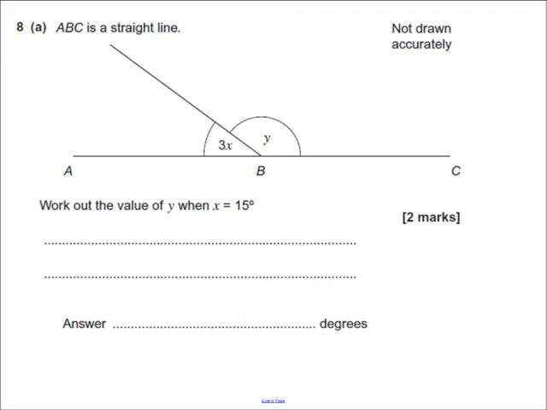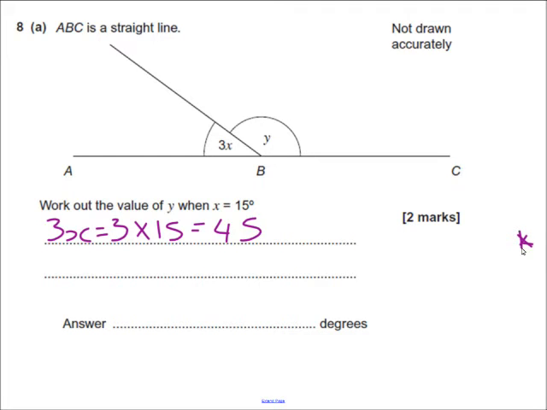Question 8a. ABC is a straight line. Work out the value of y when x is 15 degrees. So we know that the first angle is 3x, which means 3 times whatever the value of x is. So 3 lots of 15 gives us 45 degrees. Again, you can do this on your calculator.